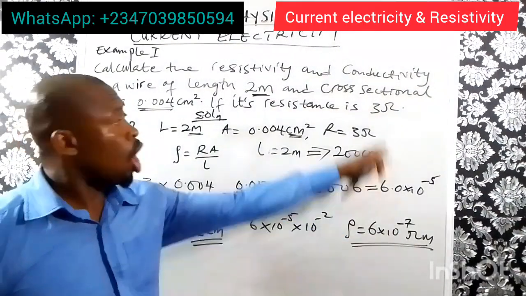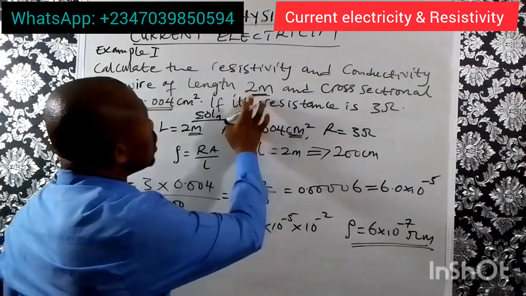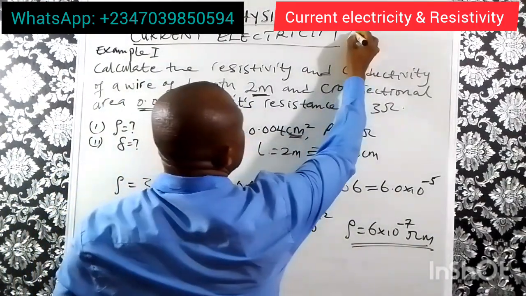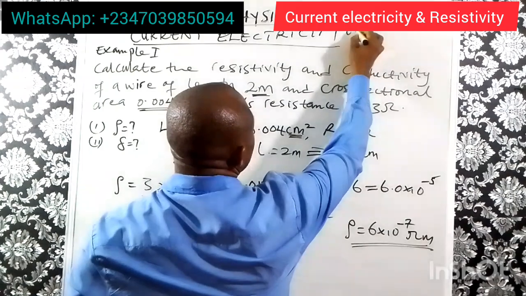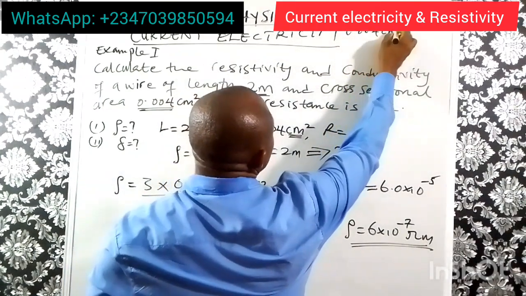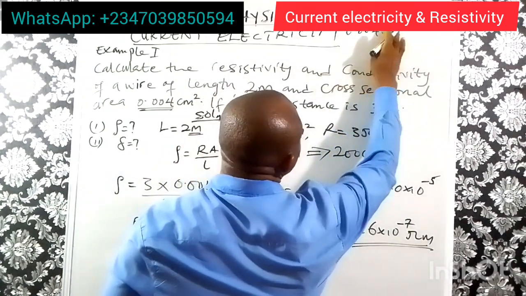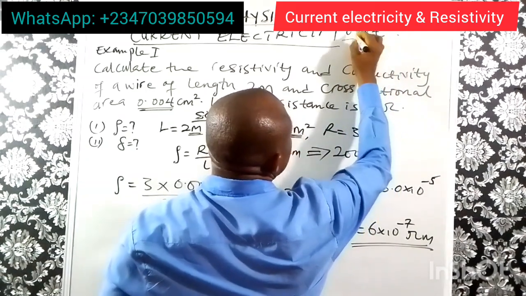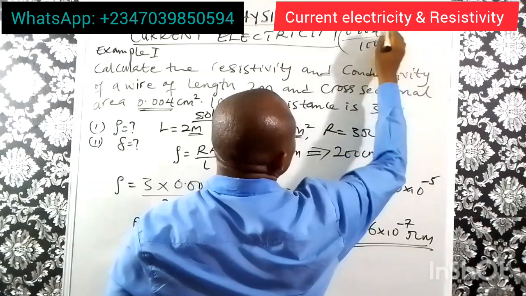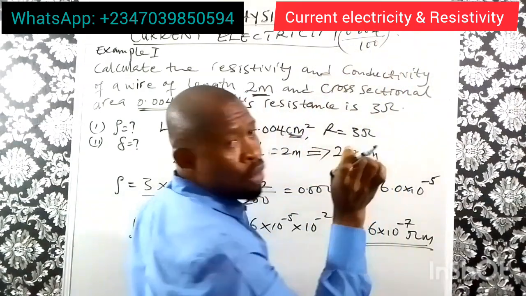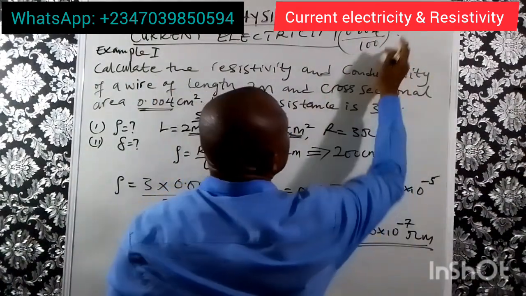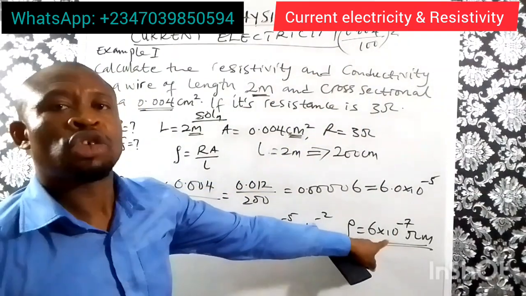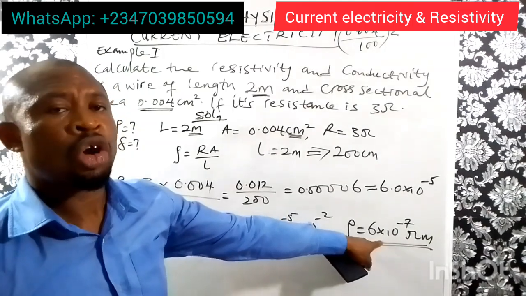You must get this answer. If you want to get this answer, all you need to do is, since area is in 0.004 cm squared, divide by 100. After that, you square. Divide by 100 squared. So then whatever answer you get, it must correspond with this.